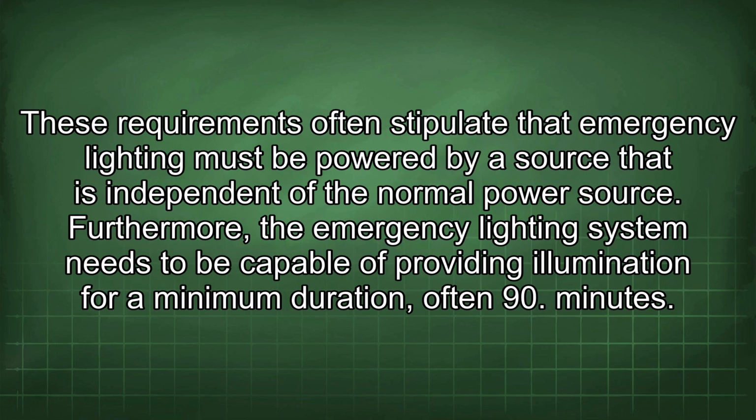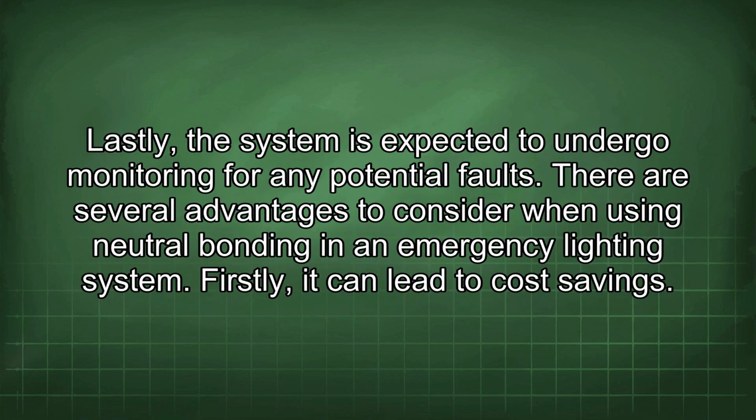These requirements often stipulate that emergency lighting must be powered by a source that is independent of the normal power source. Furthermore, the emergency lighting system needs to be capable of providing illumination for a minimum duration, often 90 minutes. Lastly, the system is expected to undergo monitoring for any potential faults.